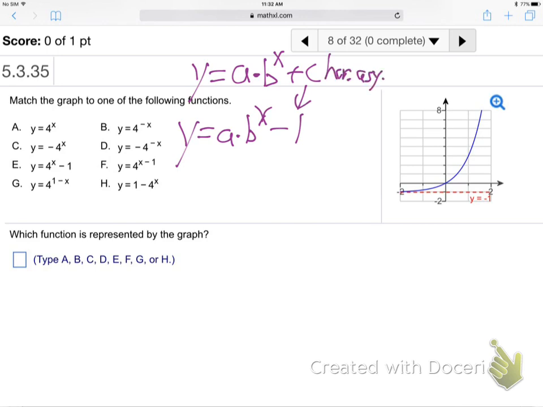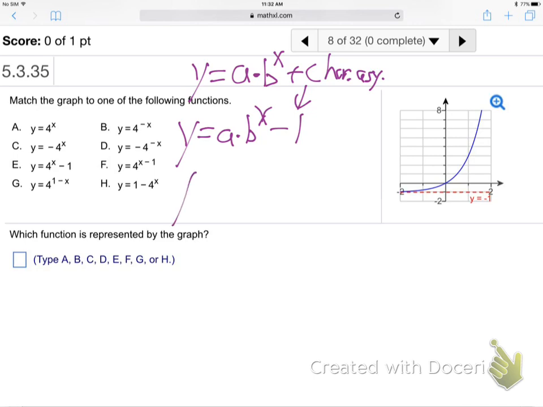Horizontal asymptote, negative 1. Like that. Now you can put that negative 1 in the front or the back. I mean, notice you could write it this way: negative 1 plus A times... that's the same thing, as you know, right? I don't know which way they did it, but it has to be a little flexible. They could move things around.